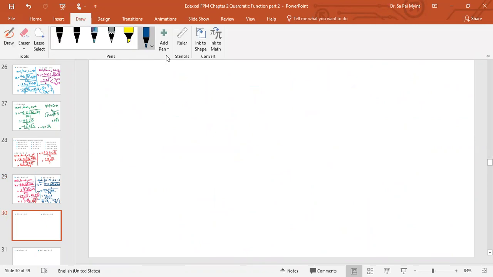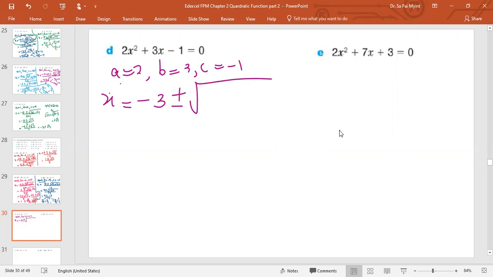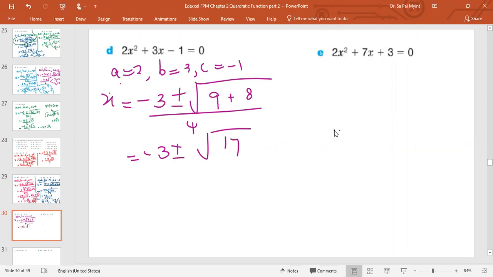Okay, number D. What is A? A equal to 2, B equal to 3, C equal to minus 1. And then write down the quadratic formula and plug in. Okay, negative B, minus 3, plus or minus square root of B square. B square, what do you get? 3 square, 3 square is 9. And then minus 4AC, minus changes to plus. 4 into 2 is 8, 8 into 1, what do you get? 8. Divided by 2A means 2 multiplied by 2, what do you get? 4. So what do you get? Minus 3 plus or minus square root of 17 divided by 4. This is the required solution.